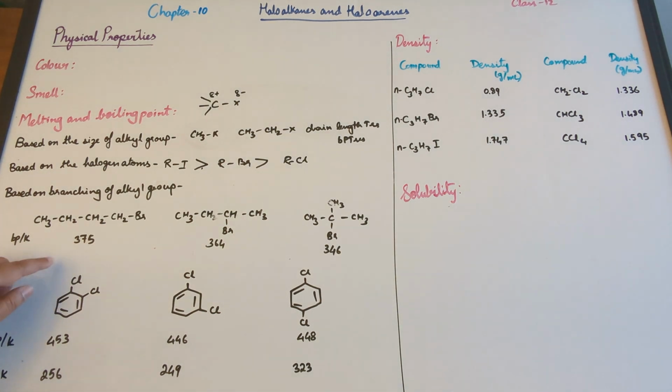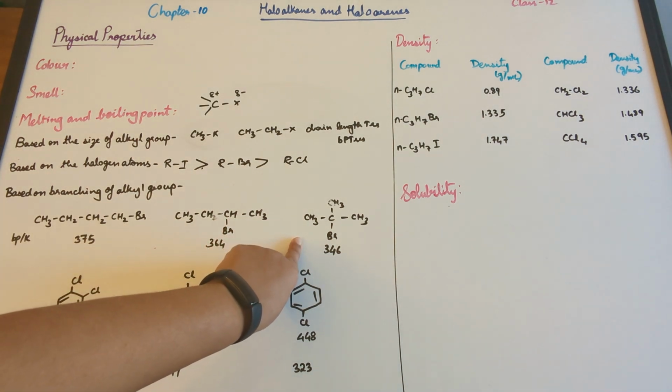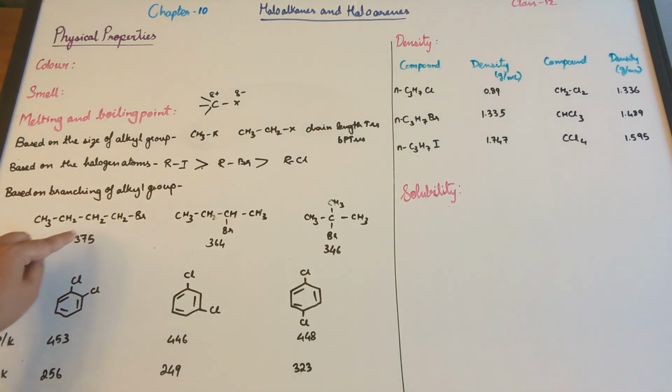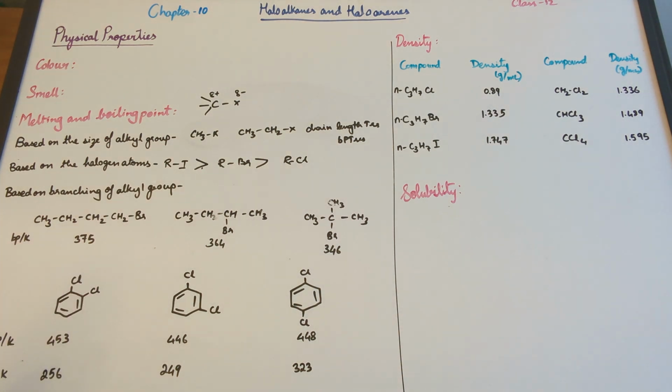Now here we have 1-bromobutane, 2-bromobutane and 2-bromo-2-methylpropane. And as we see here, there is an increase in branching as we go from left to right. This increase in branching is also leading to a decrease in the boiling point, if you notice over here. So when the branching increases, the boiling point decreases. So the boiling point of isomeric haloalkanes decreases with increase in branching.